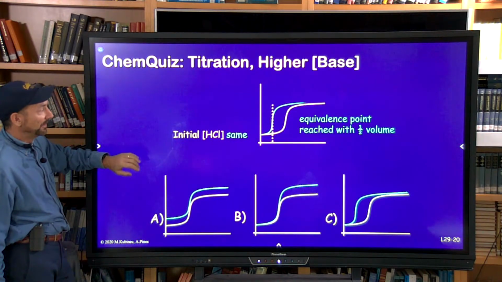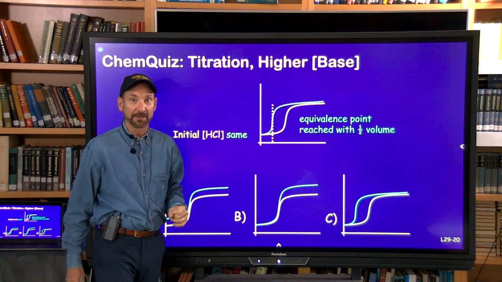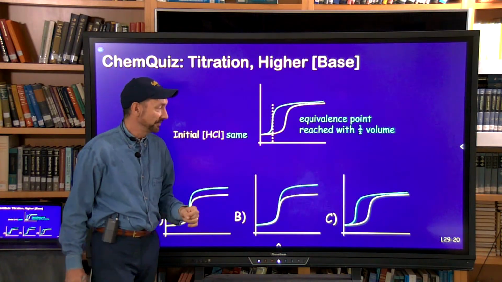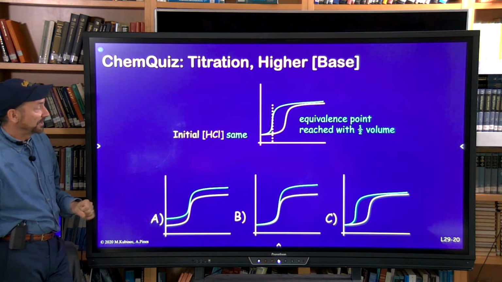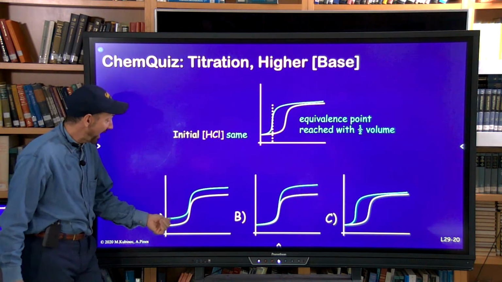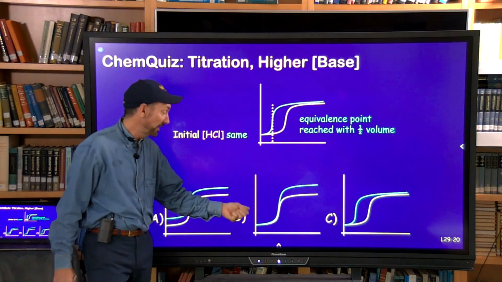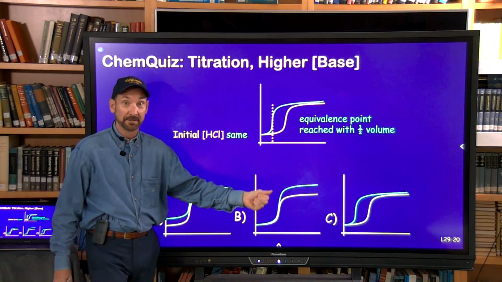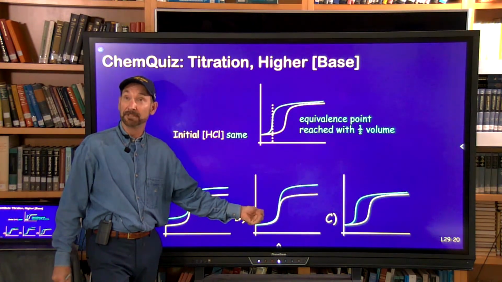So you'll get a titration curve that looks like that. And that is C. I should point out, it's very important that at every point on a titration curve, the reaction is at equilibrium. These are all equilibrium points. That was a question on the final exam a year ago.